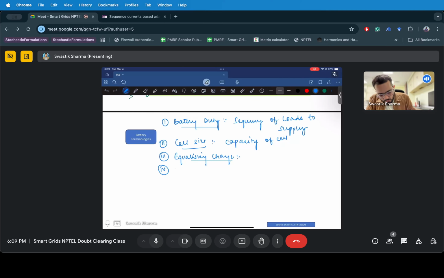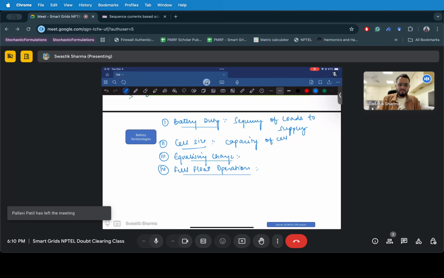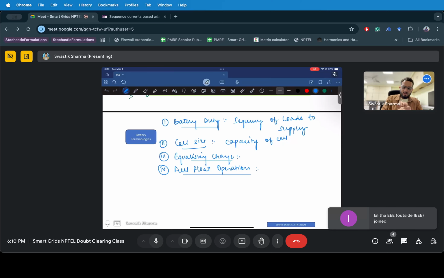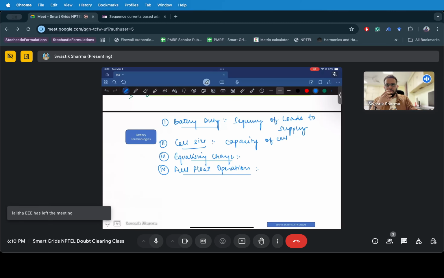Fourth is your full float operation. When it is connected across all the loads across a DC bus, it's called full float operation, right? Storage is DC in nature, and with the help of converters it can power AC loads as well, but in itself it is only able to power DC loads, right? So full float operation tells you about the operation of a DC system connected with the battery.